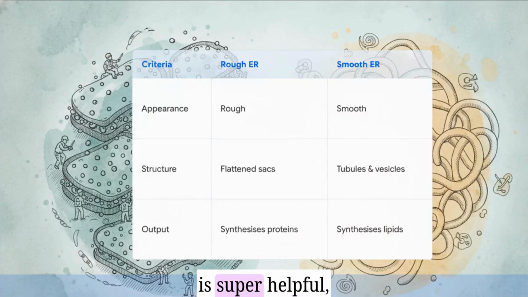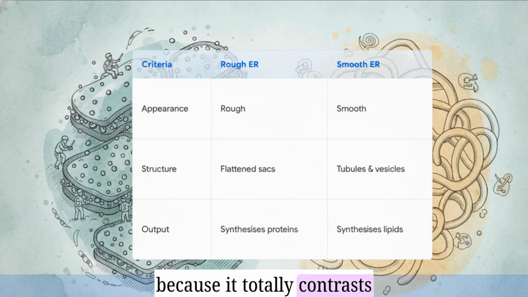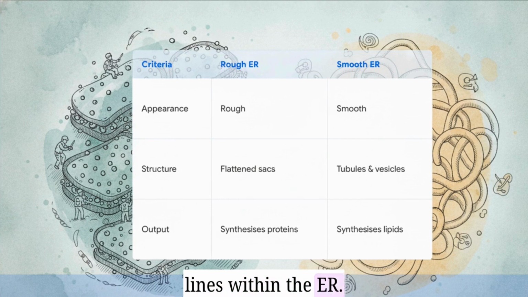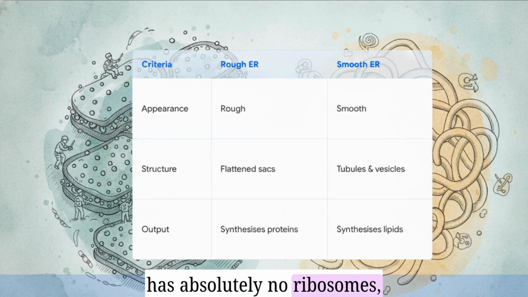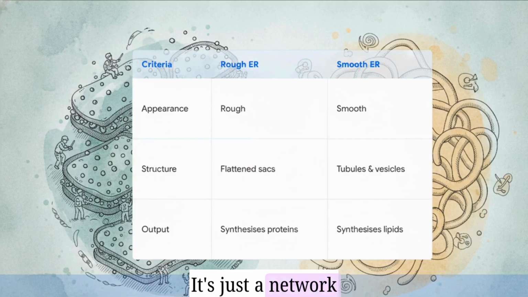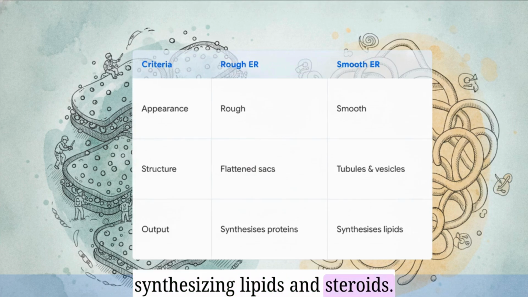And this breakdown is super helpful because it totally contrasts the two distinct assembly lines within the ER. Look at the rough ER on the left. It literally looks rough under a microscope because it's studded with these tiny dots called ribosomes. Think of ribosomes as our factory workers. They're super busy synthesizing proteins along these flattened sacs, which are known as cisternae. On the other hand, the smooth ER has absolutely no ribosomes, no workers attached. It's just a network of interconnected, smooth tubules dedicated to a completely different product line, synthesizing lipids and steroids.